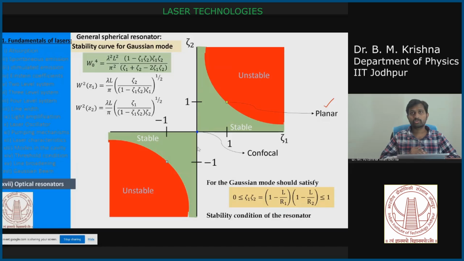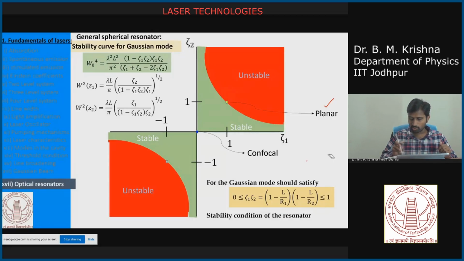The confocal condition gives you zeta 1 is 0 and zeta 2 is 0. So how do you get zeta 1 and zeta 2 as 0? For example, if your R1 and R2 equal L, that's what we discussed in the morning session. Your R1 equals R2 equals L. What happens? L by L gets cancelled. You will get 1 minus 1, that equals 0. Similarly, L by L, you will get 1 minus 1. So you will get zeta 1 is 0 and zeta 2 is 0. This is a confocal configuration of the resonator for two spherical mirrors.